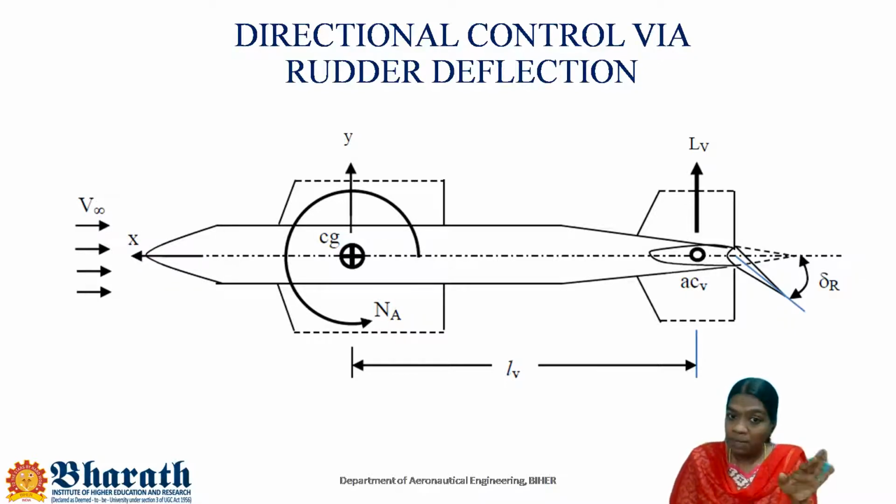When the pilot presses the left pedal, the rudder will deflect towards the left, thereby creating the yaw towards the left. When the pilot presses the right pedal, the rudder will be deflected towards the right direction, thereby tending the aircraft to yaw towards the right. So just keep that in mind.